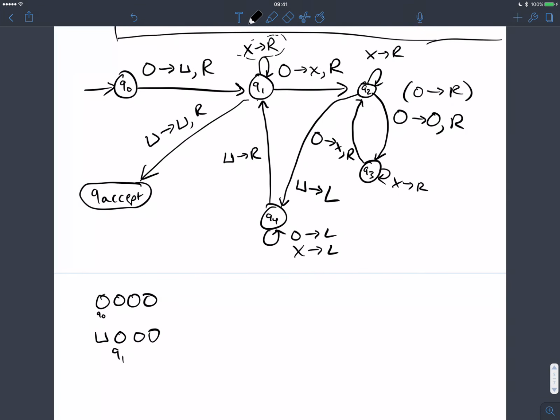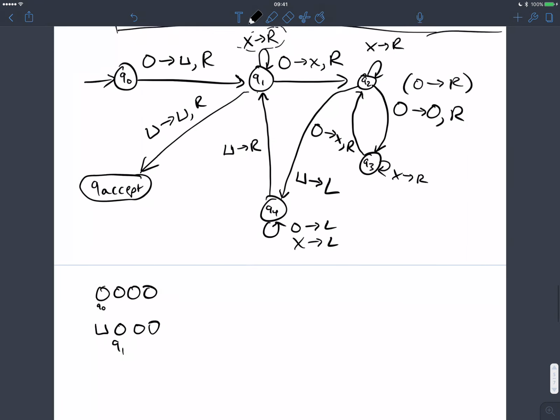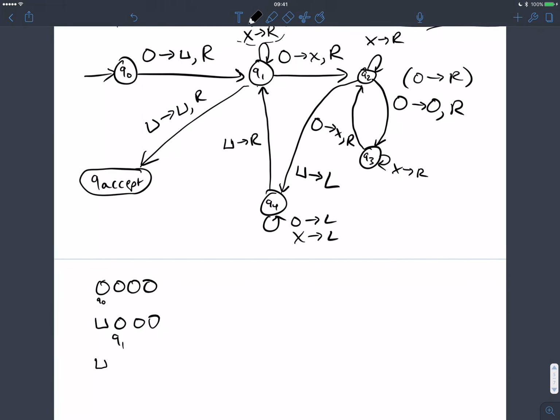And Q1 says, if you see a zero, write an X and move right. So I'll have blank X and go to Q2, 0, 0.